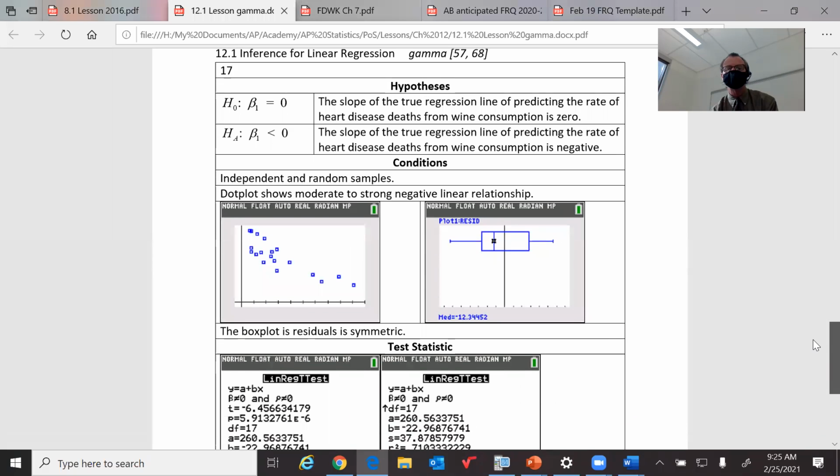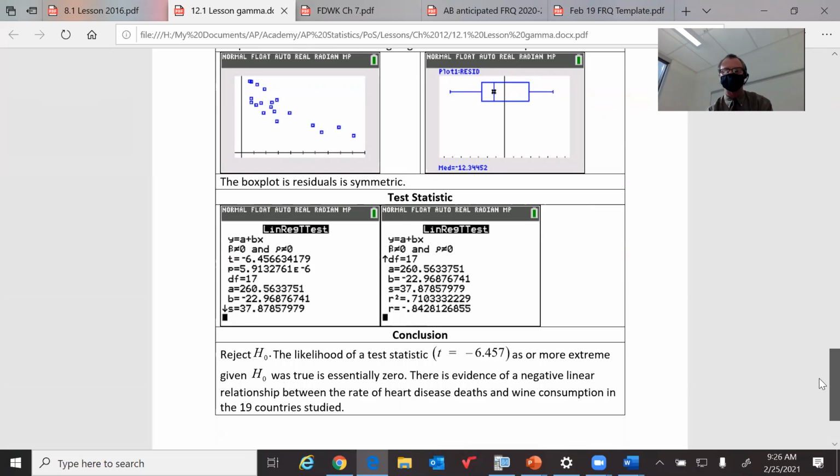And then 17, the null is the slope is 0, or the alternate is the slope is negative. Does drinking wine help heart disease? So you see, here's the scatter plot. So instead of giving you the output here, we have the data. There's the plot of the residuals, box plot, symmetric. And then we're interpreting the calculator output instead of the software output.